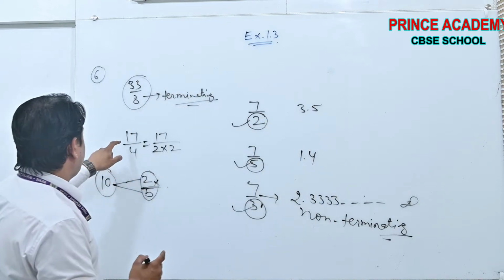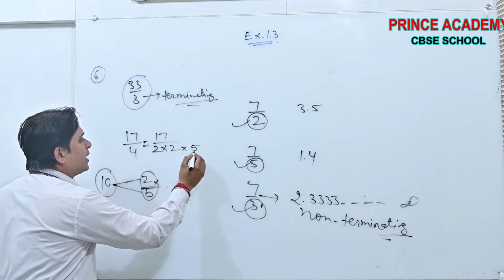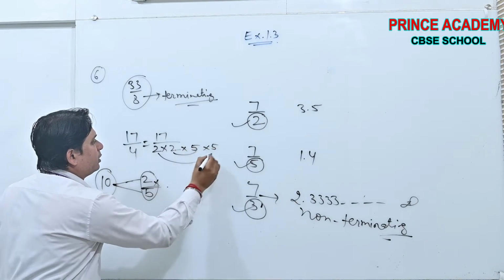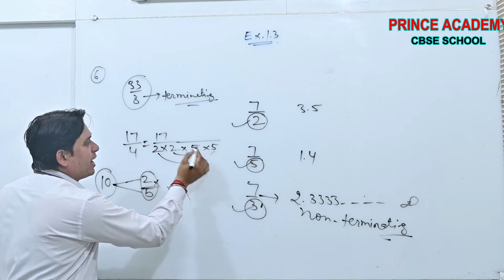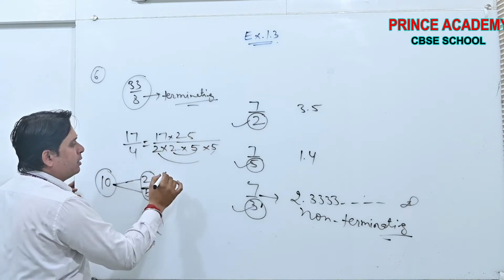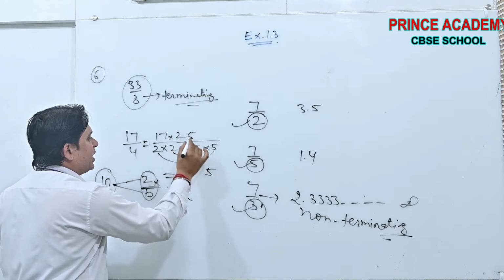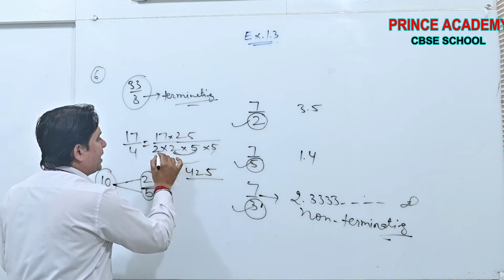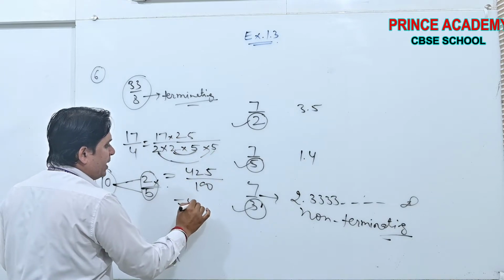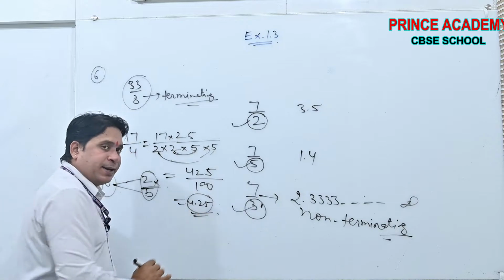Okay, see here, one 5 is needed for this and one 5 is required for this, and 25 should be multiplied. 17 times 25 and divide by 10 into 10, 100. You will get 4.25. Yes or no? Done beta?